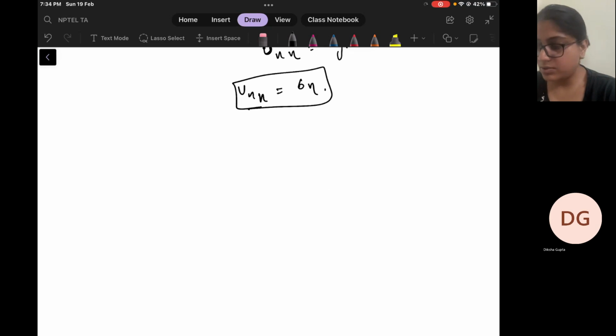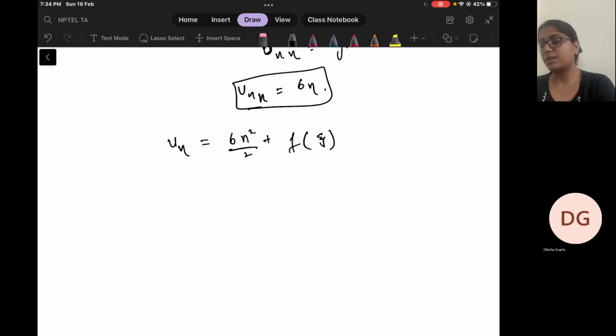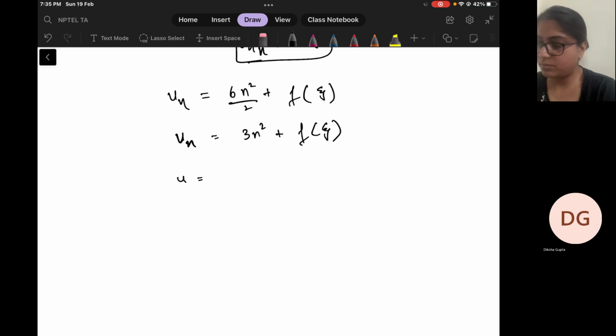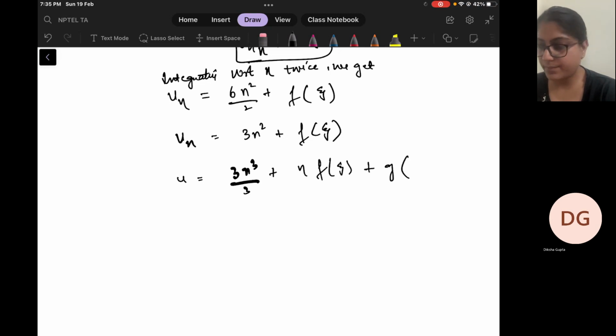Now we have to find the general solution. Again, we'll integrate with respect to eta twice. We get u_epsilon is equal to 6 eta square by 2 plus some function of epsilon, because u is a function of eta and epsilon. So u_epsilon is 3 eta square plus f(epsilon). Integrating with respect to eta again, we get 3 eta cube by 3 plus eta into f(epsilon) plus some function of epsilon.